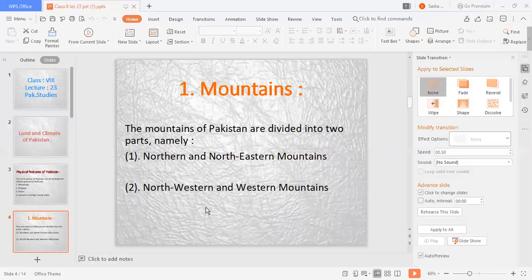These are the 2 types of mountains, and the mountains of Pakistan are divided into these 2 parts. First one is north and northeastern mountains, and second is northwest and western mountains. So underline these names of the specific mountains. Now we are going to discuss first of all the northern and northeastern mountains.